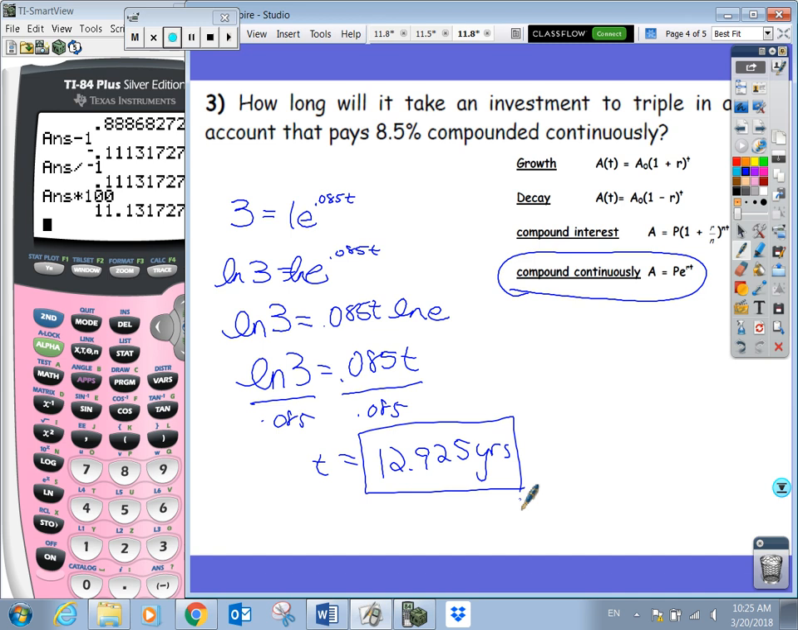It does not say during what year, it says how long. If I said how long and you said third year, that doesn't make sense. How long does it take? 12.925 years. If it said in what year would it triple? The 12th year. If it gave you a specific year and then said in what year, then you would just add that 12 to whatever year it gave you.